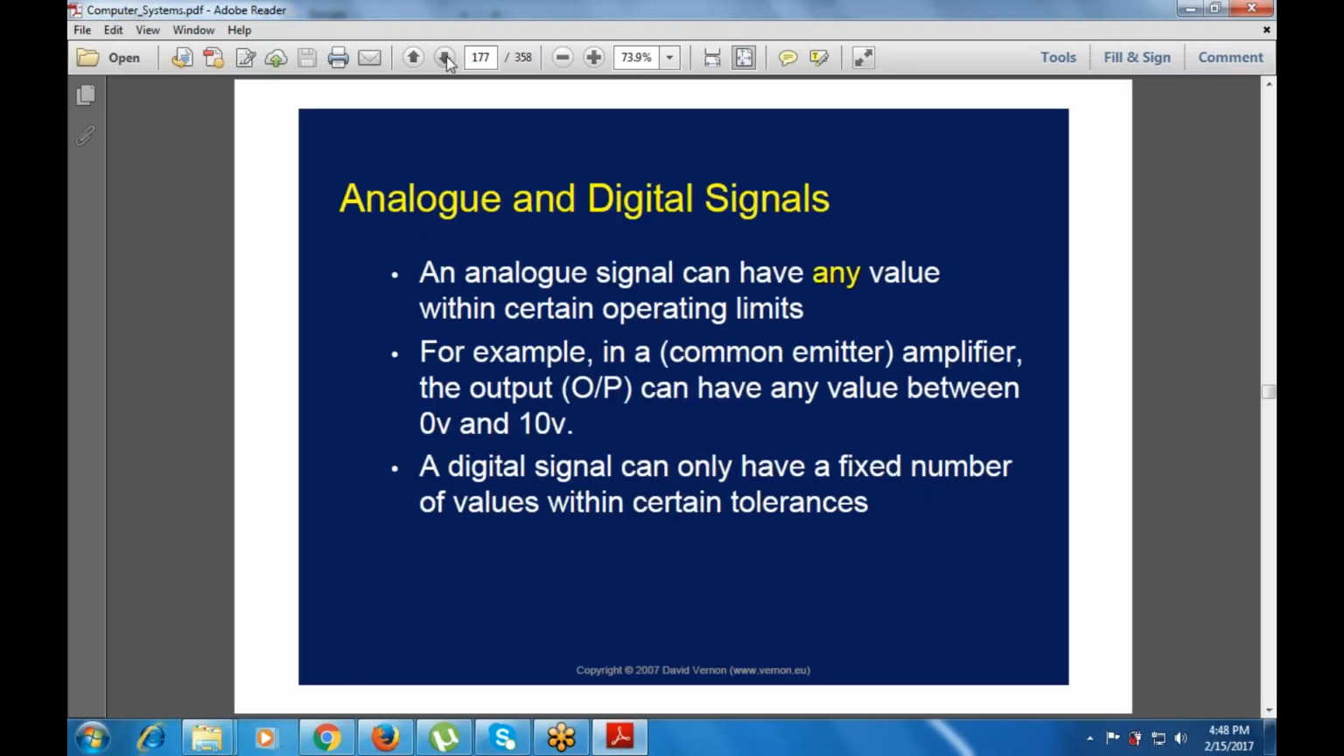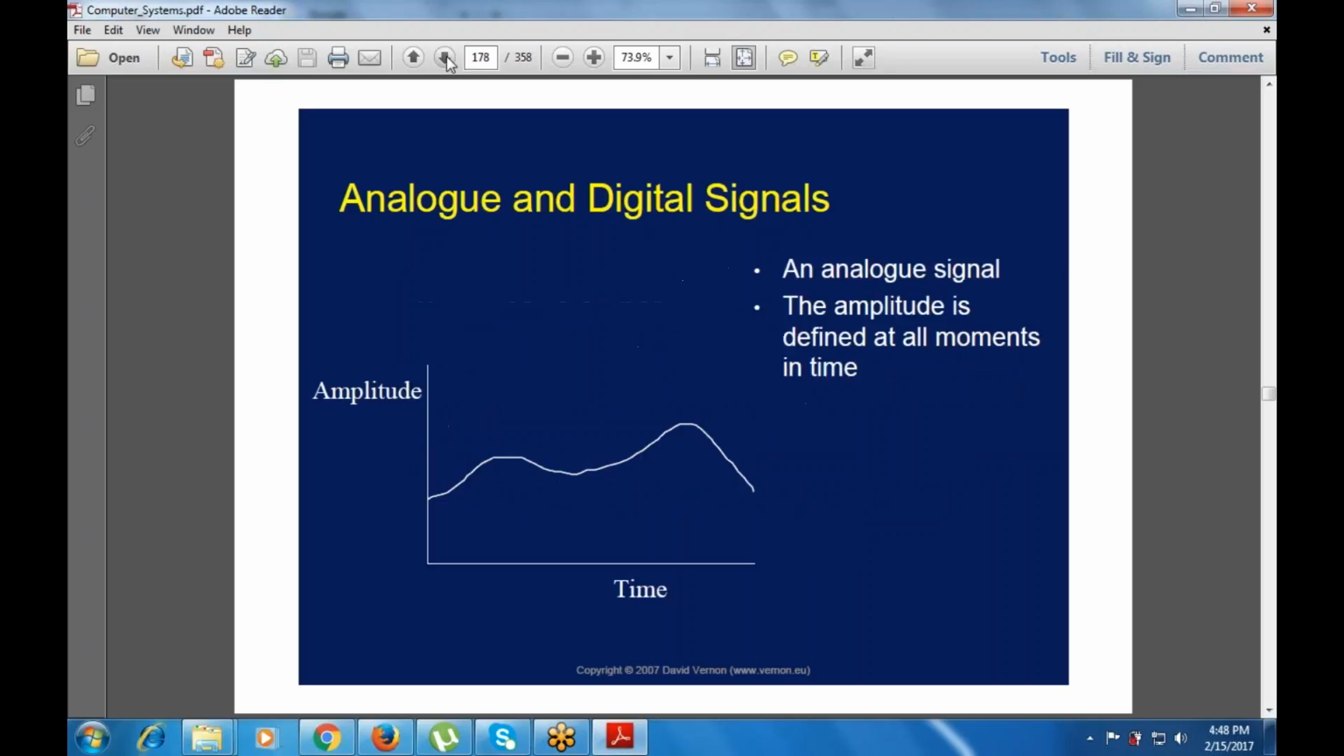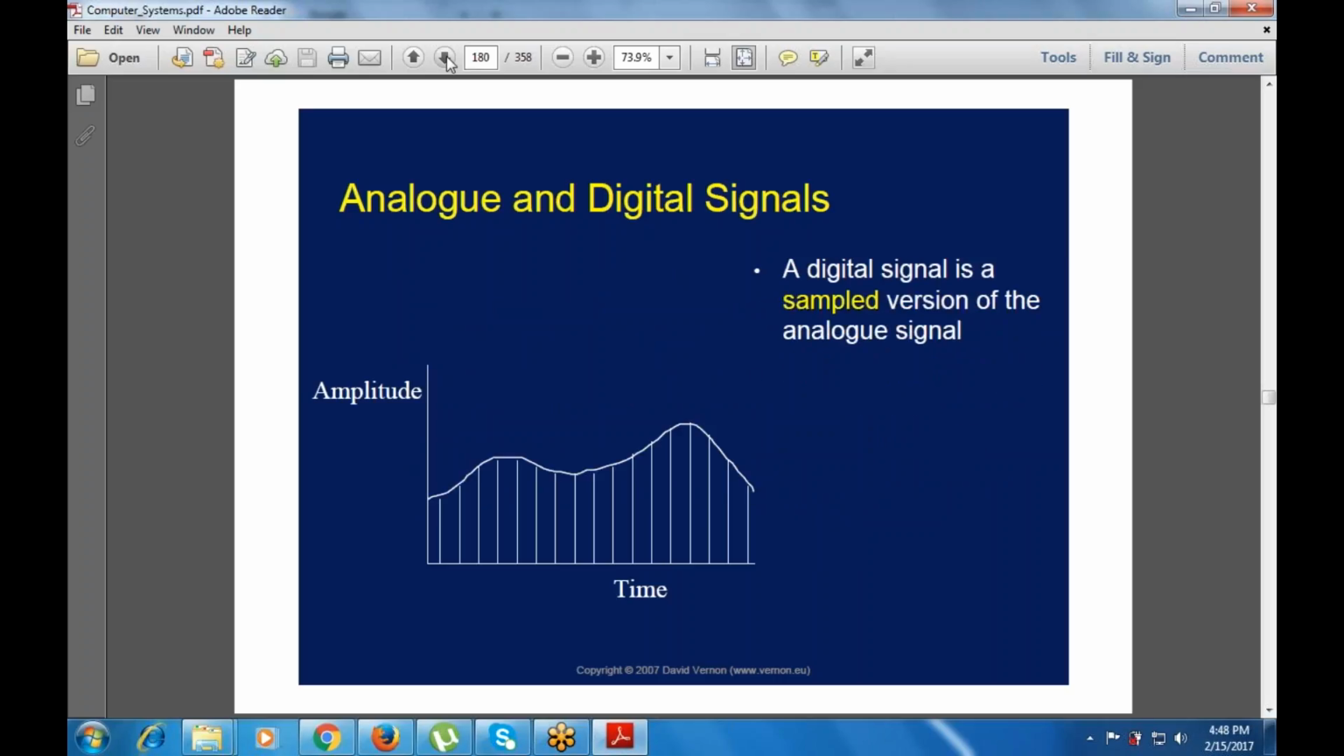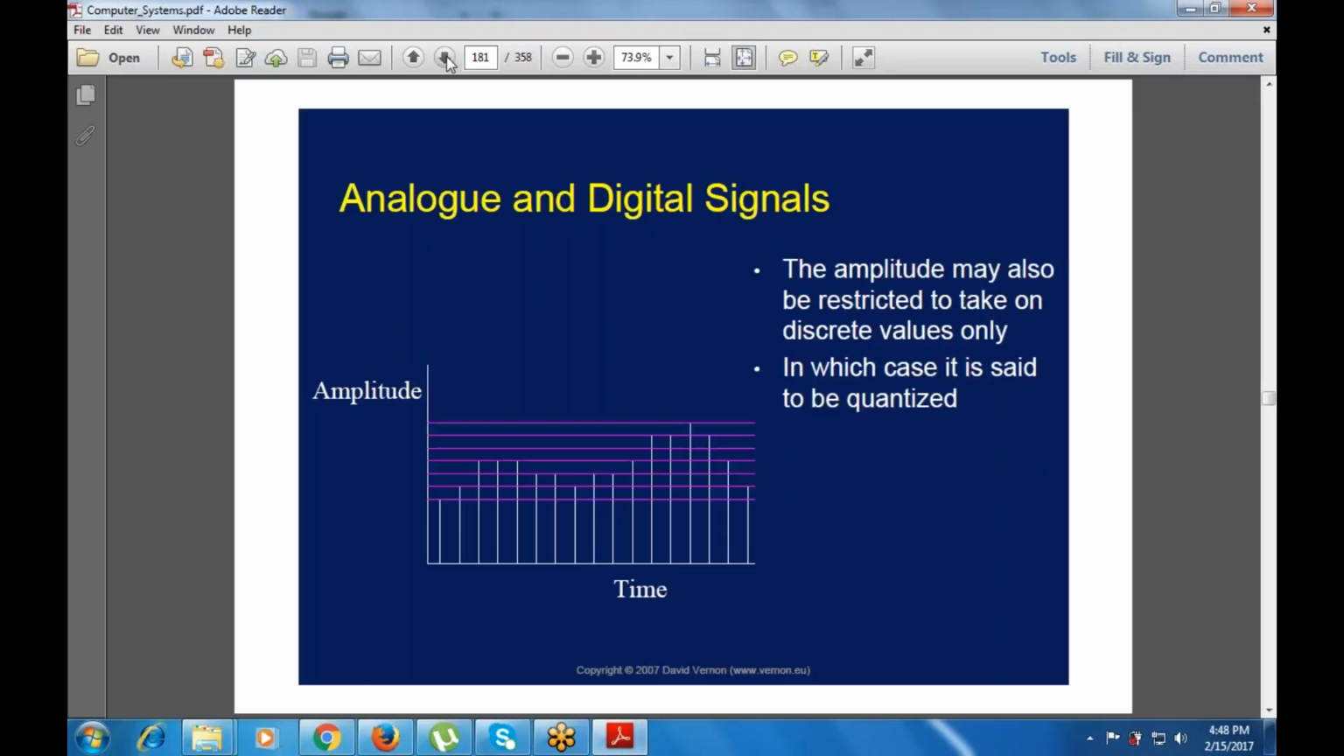An analog signal can have any value within certain operating limits. For example, when you talk about an amplifier, the output can have any value between 0 volts and 10 volts. A digital signal can have only a fixed number of values within certain tolerances. This is the analog signal, and the amplitude is sampled at discrete time intervals. Discrete time data is a sampled version of the analog signal.